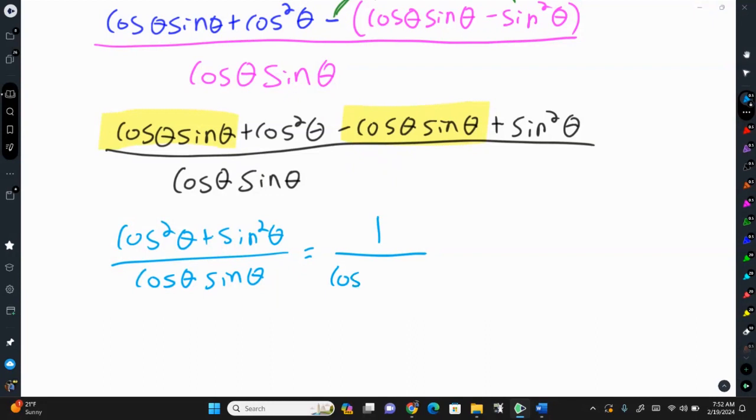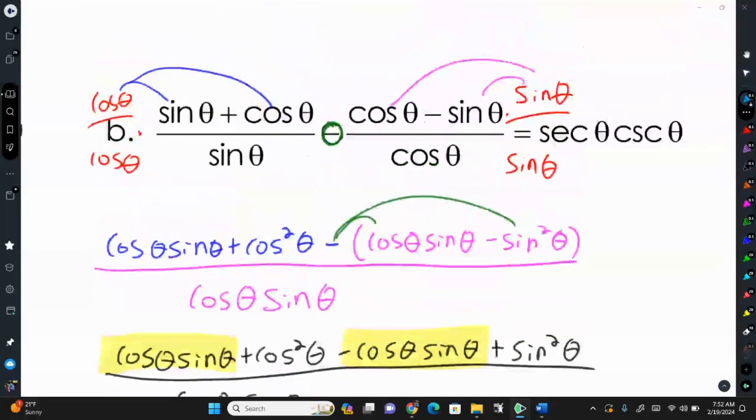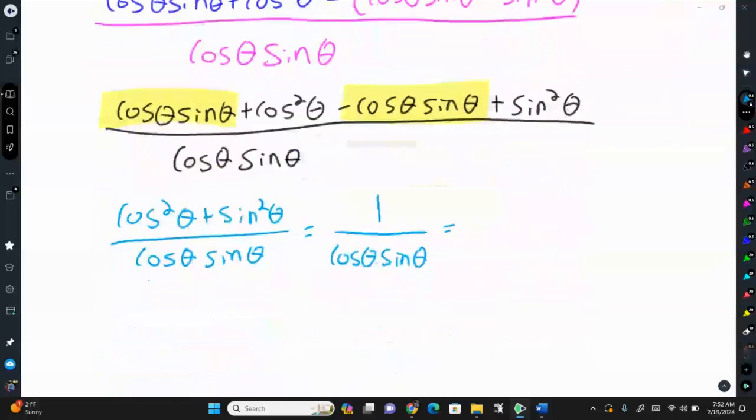So now we have 1 over cosine theta times sine theta, which earlier, when I started this problem, I said, hey, I need to get secant and cosecant. I said that's the same as 1 over cosine times 1 over sine. So yeah, we have now 1 over cosine, which is secant, and 1 over sine, which is cosecant, and that's what I was trying to get at from the beginning, so I verified that identity.